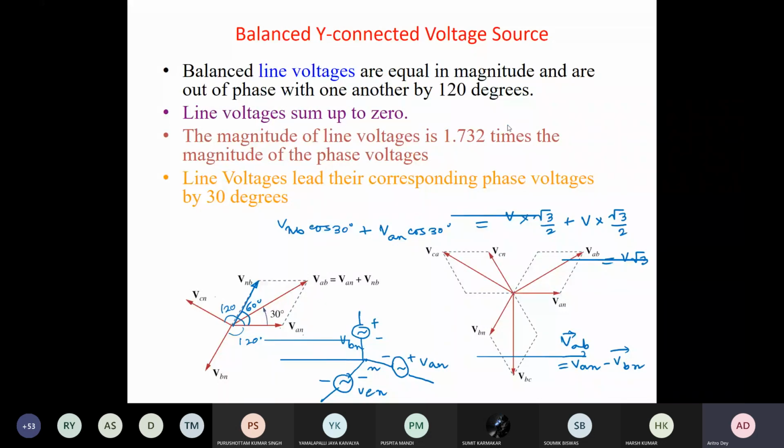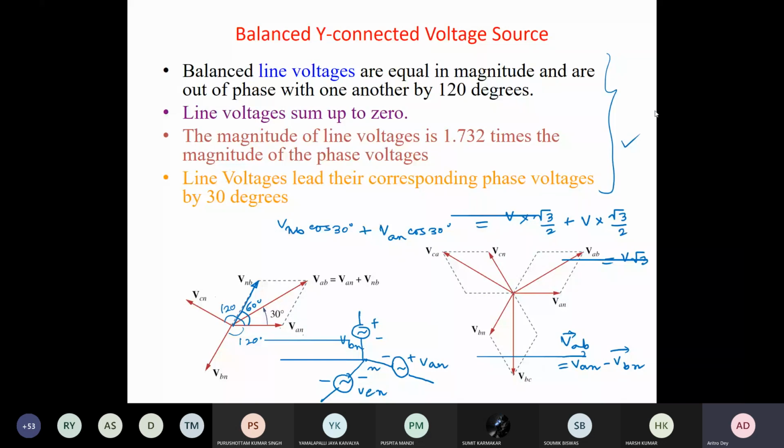So it is VAN squared plus VNB squared plus 2 VAN into VNB cos of 60 degrees. If you do that, it will be 3 times V squared. If you put in the magnitudes, you will get all those things, and this angle is 30 degrees. All these things you should remember when we go for the star connection.